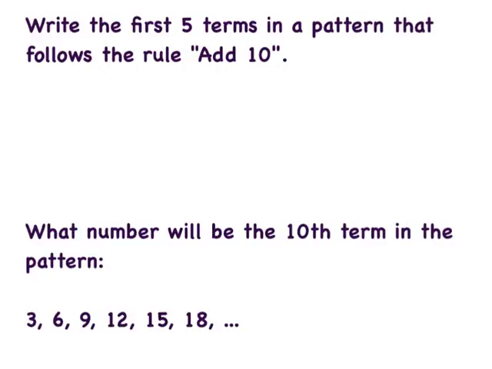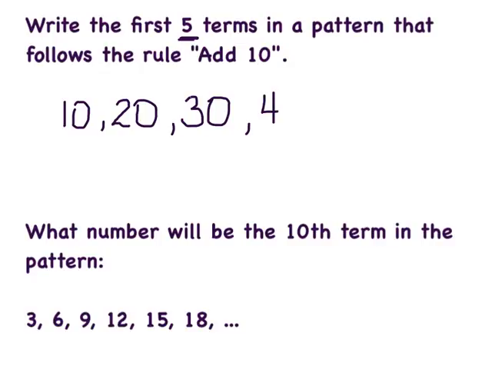Now this time they're going to give us the rule, and we have to come up with the numbers. It says write the first 5 terms in a pattern that follows the rule to add 10. Well, of course, when we start counting, we're at 0, and 0 plus 10 would be 10. And 10 more would be 20. And 10 more would be 30. And it's asking me for the first 5 terms. So I have 3 so far, 10, 20, 30, 40, and 50.